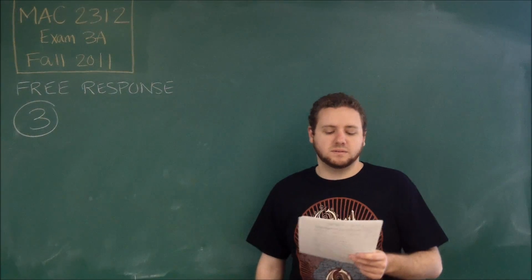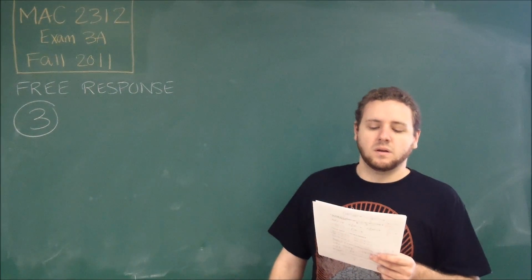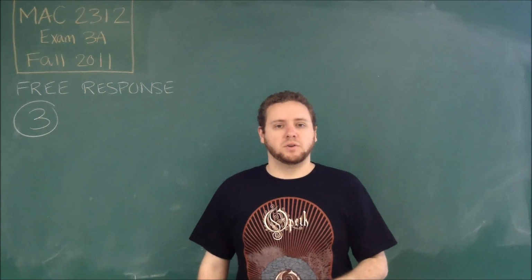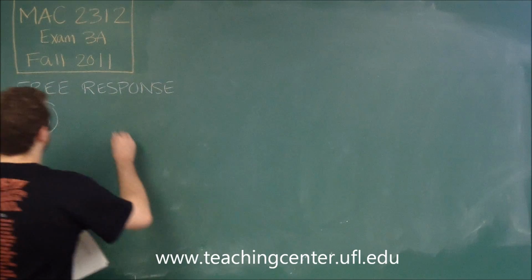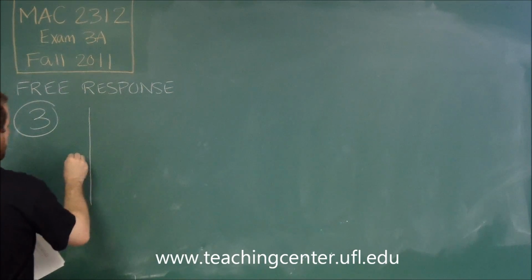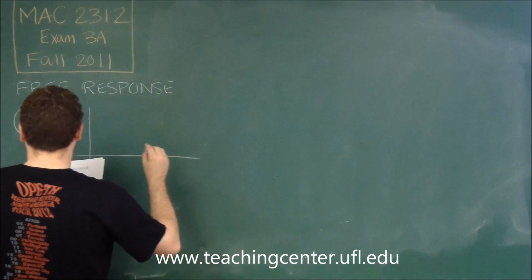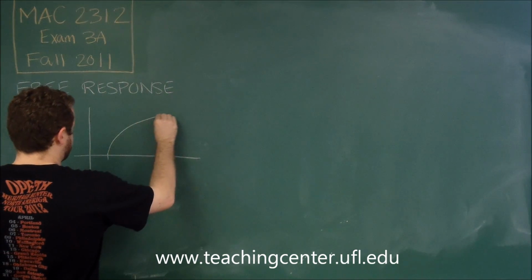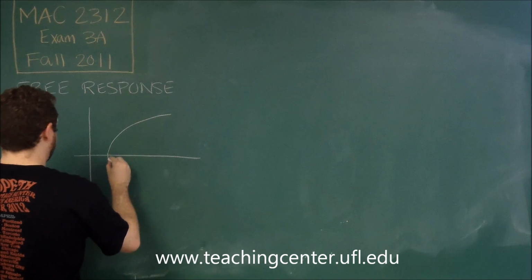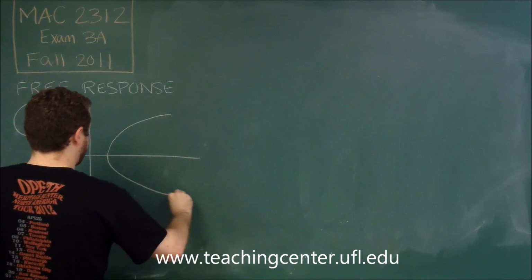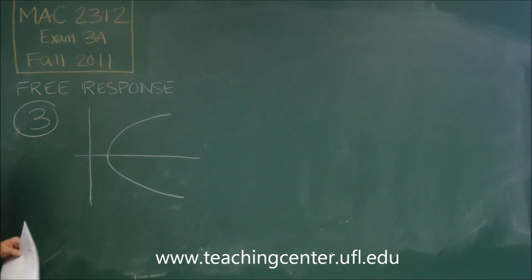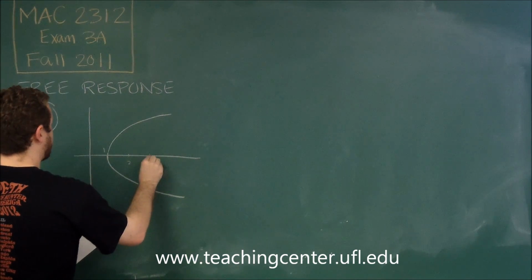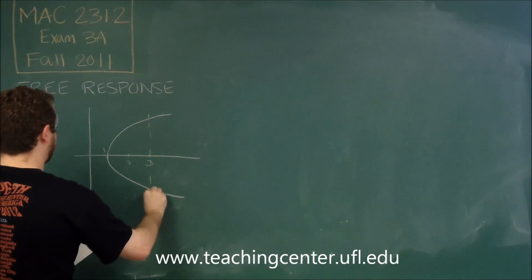On number 3 of the free response, we're given a region with a graph there, and we're using cylindrical shells to find the volume of the solid. So let me graph this real quick. So we have square root of x minus 1 and the negative square root of x minus 1, essentially making a horizontal parabola. Those start at x coordinate 1, and we're going to 3 and stopping there.